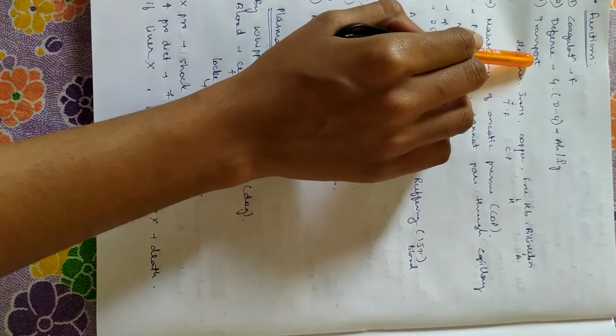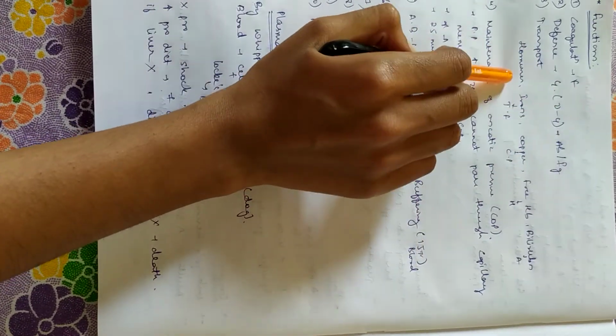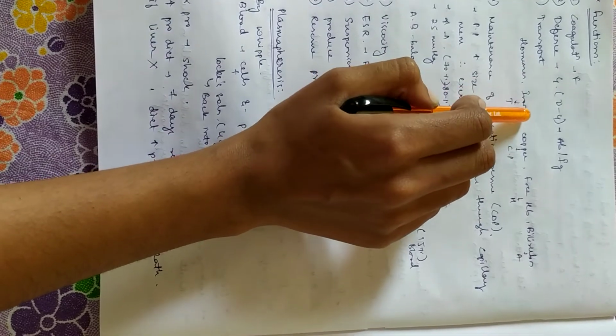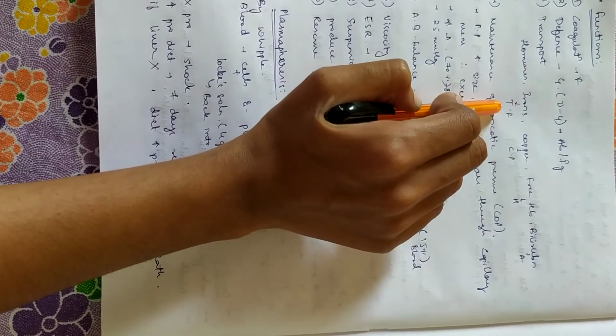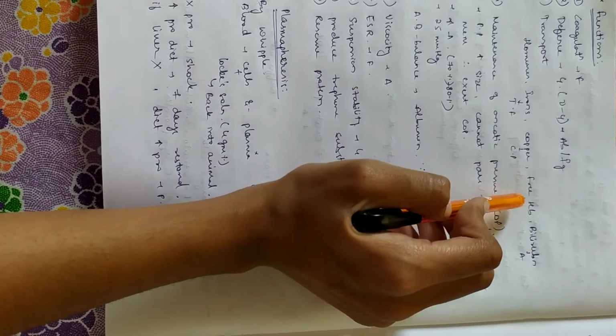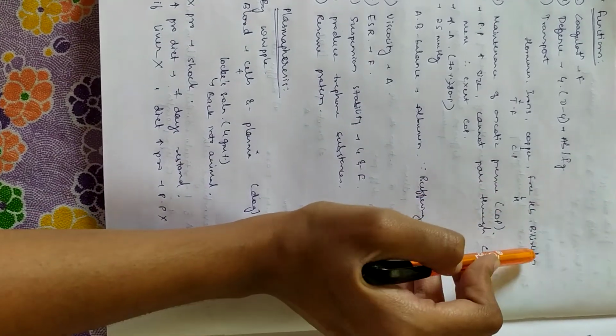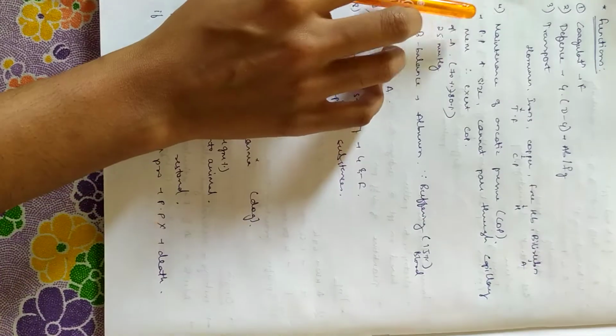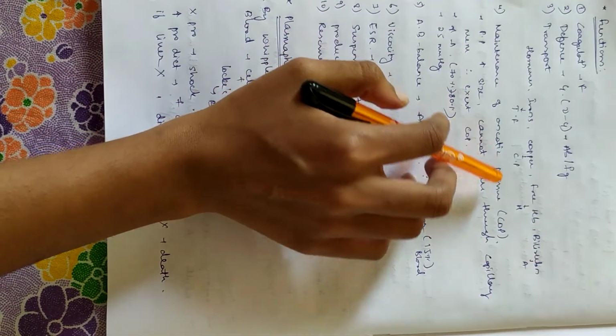It helps in transport of different substances like hormones, iron, copper, free hemoglobin, and bilirubin. Iron is transported by transferrin, copper by ceruloplasmin, free hemoglobin by haptoglobin, and bilirubin by albumin. The fourth function is maintenance of oncotic pressure.